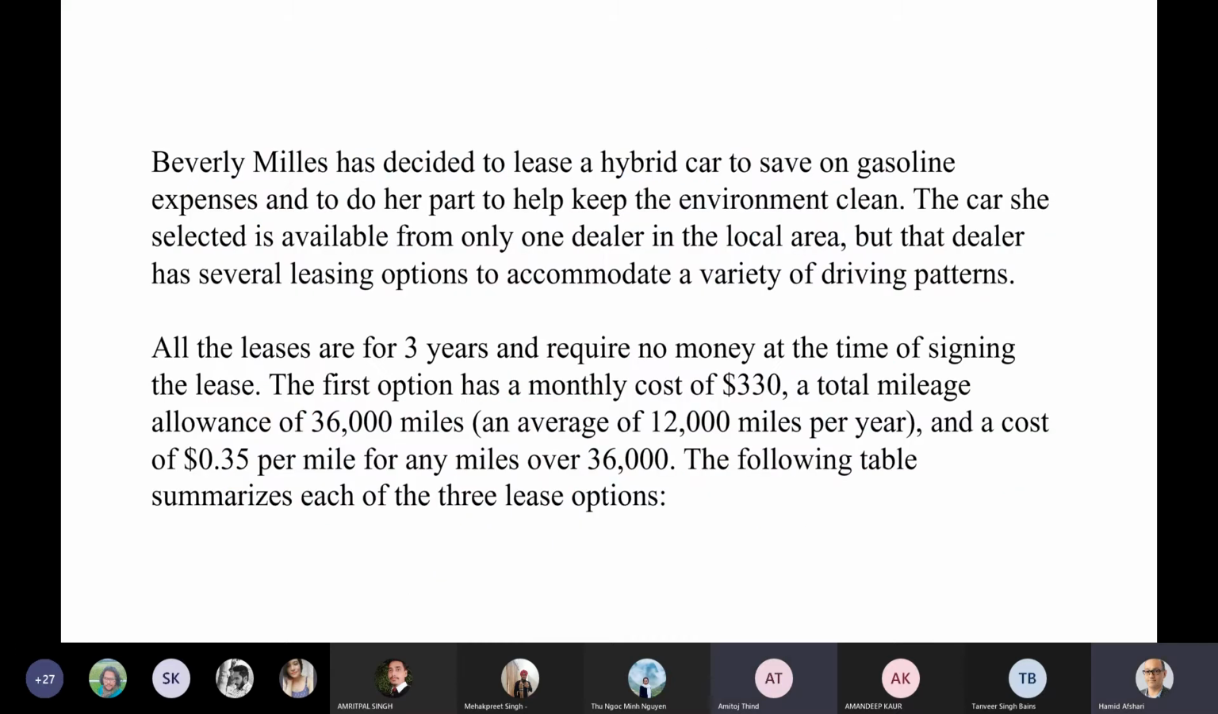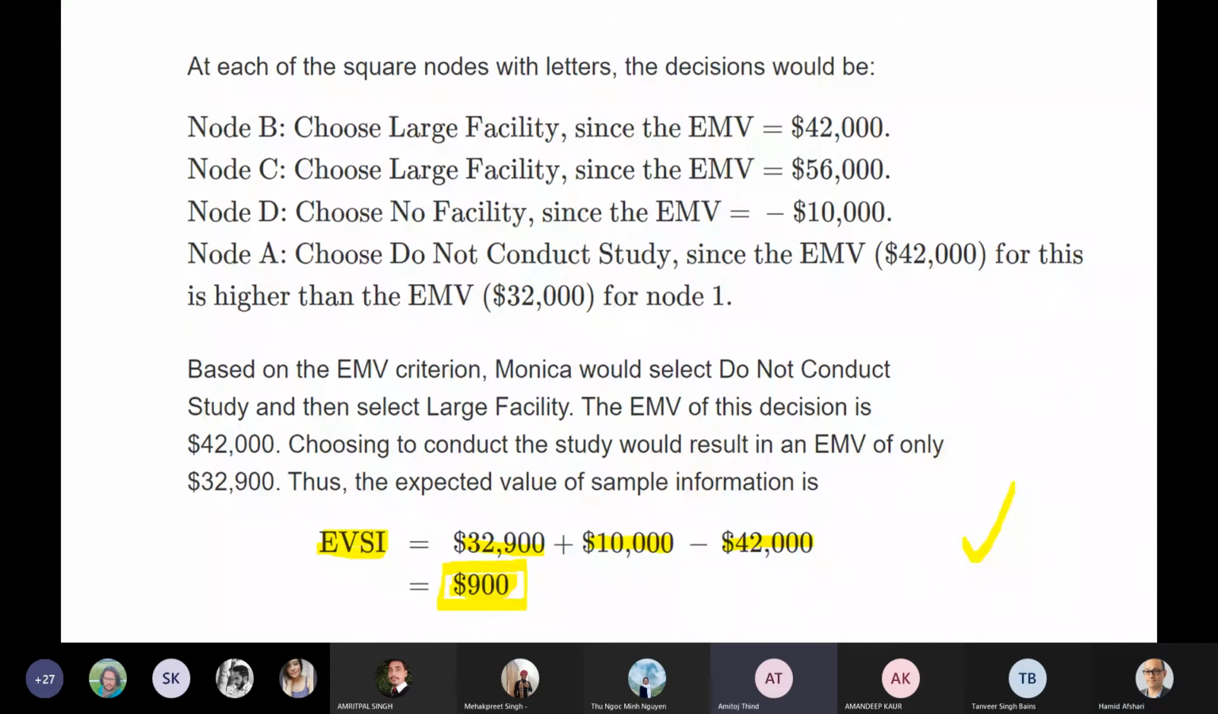Okay. Sir, there is one more thing. Sure. Do we need to calculate the efficiency of sample information in this? The efficiency, you can go ahead. Do you want to calculate that?